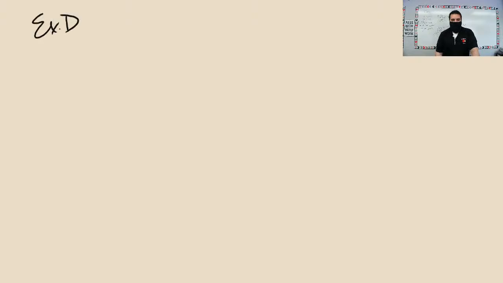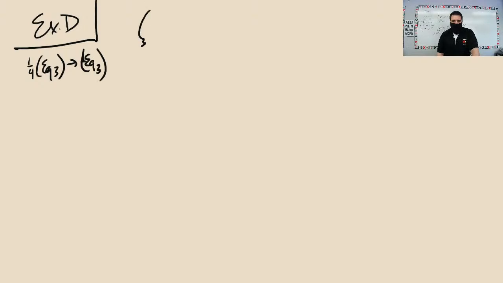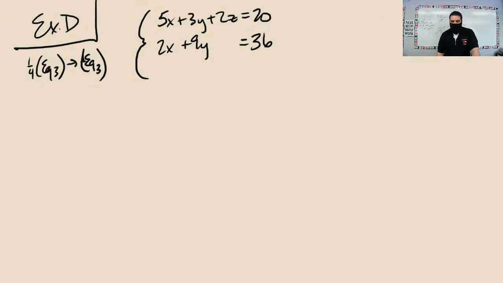In example D, I am told we want to take 1/4 of equation 3 and put it into equation 3 slot. Okay? And so I'm going to do that. I have 5x plus 3y plus 2z is equal to 20. I have 2x plus 9y is equal to 36, and I have negative 24x plus 20y is equal to negative 56.